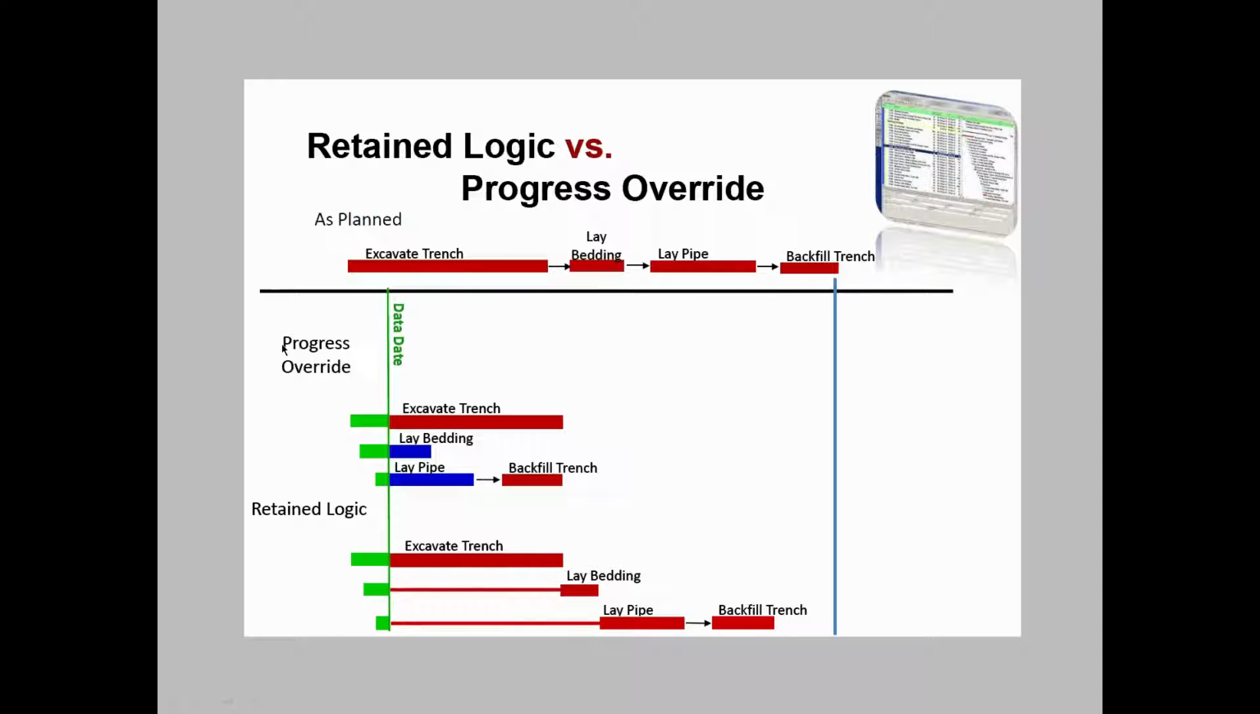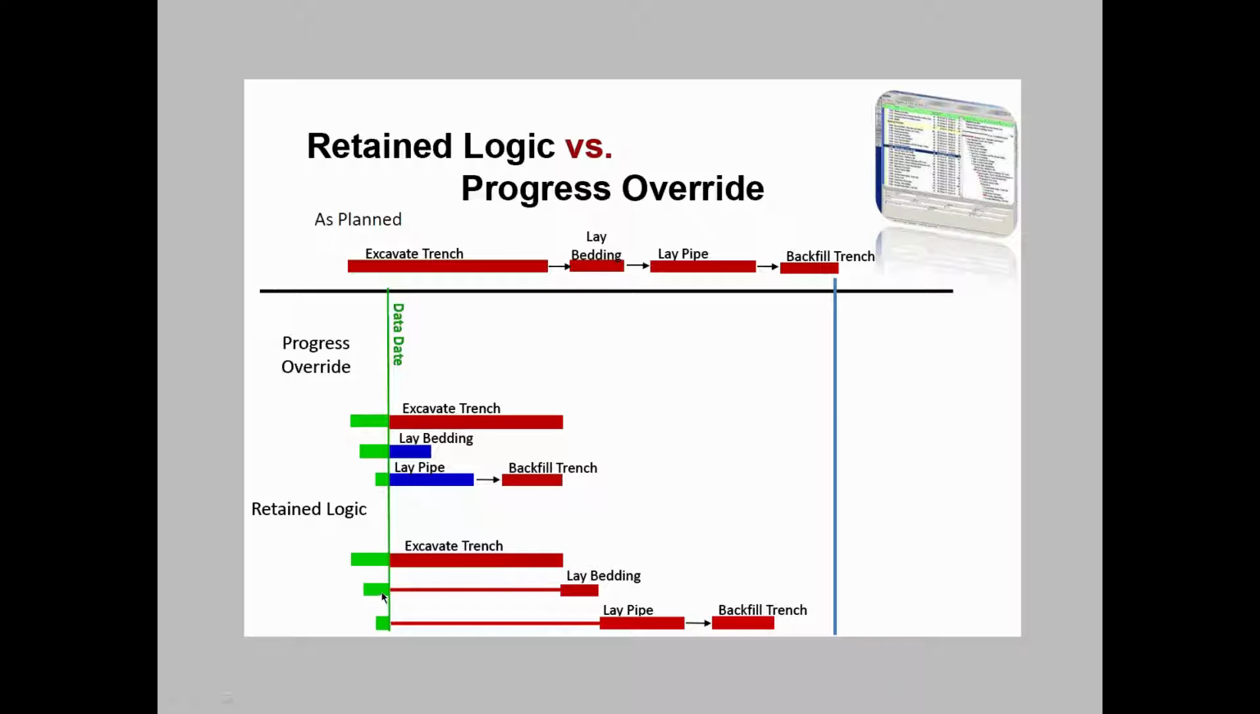Now, if we select progress override in the schedule, the software does the thinking for you. It says, okay, Mr. Contractor, you started lay bedding before you finished excavate trench. Obviously, there was an issue with your logic assumptions. And the schedule does not require the trench to be finished before the bedding to be finished anymore. As you can see, it basically ignores that relationship. Same thing with the lay of the pipe. It basically pulls all these activities back to the left toward the data date, giving an overly optimistic view of what is happening.